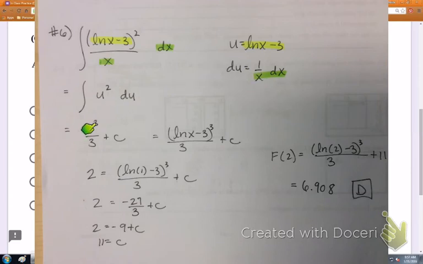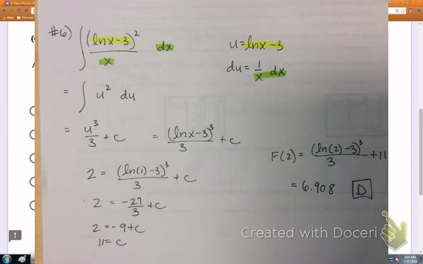The integral of u squared is u cubed over 3 plus c. And then when I plug u back in, I get (ln of x minus 3) cubed over 3 plus c. So that's the actual function. If the question just said find the actual function, we would be able to stop there, because that would be the final answer. But it does not say find the actual function. It actually says go back and find f of 2.